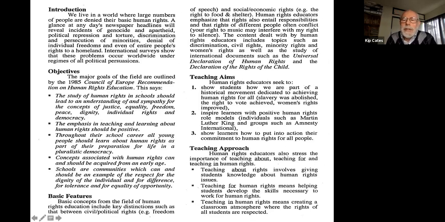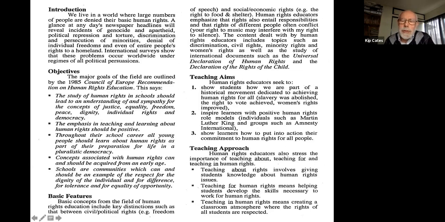Human rights educators seek to show students how we are part of a historical movement dedicated to promoting human rights for all, showing how slavery was abolished, how the right to a vote was achieved, how women's rights have improved. Second, we should aim to inspire learners with positive human rights role models. Martin Luther King, groups such as Amnesty International, inspiring students.